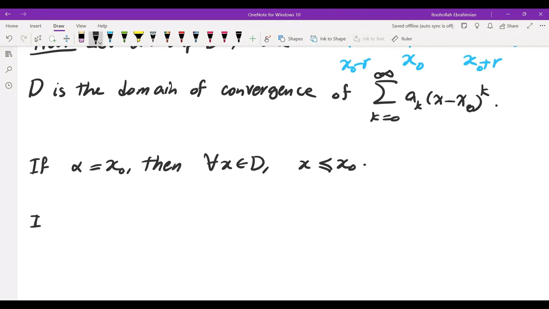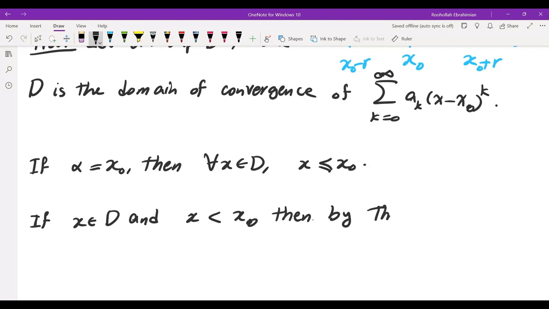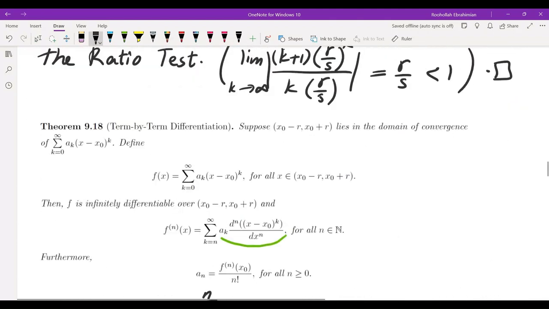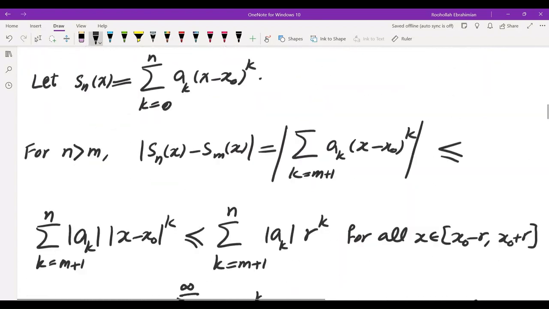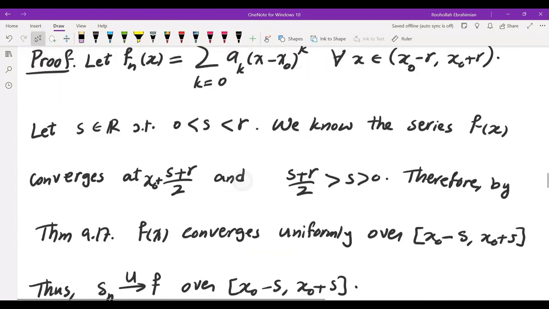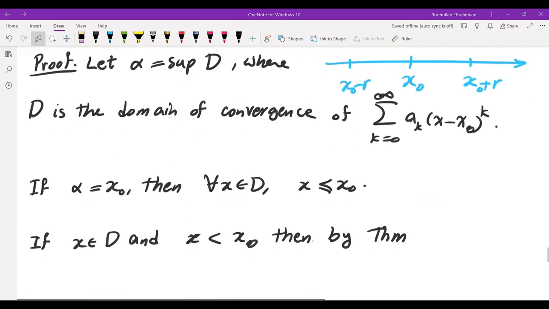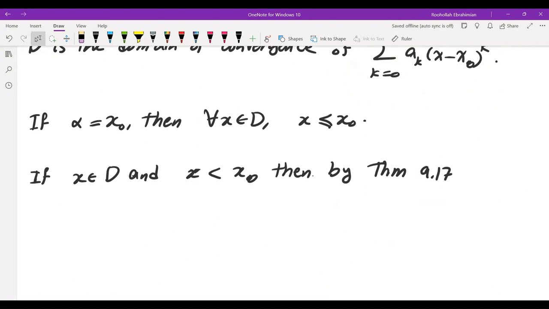So if x were in D and x were to be less than x naught, then by the theorem that we had, I believe this one, 9.17. So if it converges at one point, let me draw the diagram for this one. So this is x naught. If it converges at this point, it would have to converge at every point from here to here.